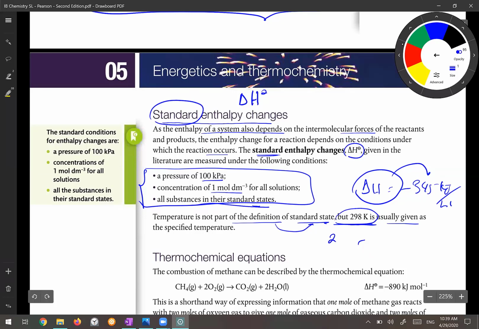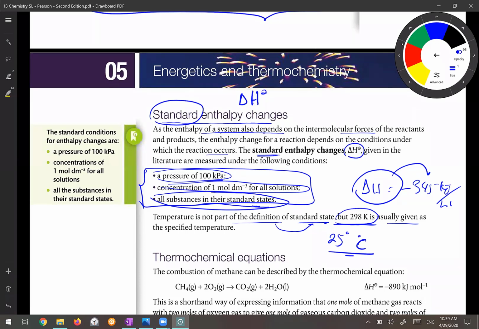So it's 25 degrees centigrade. Okay, so this is considered to be room temperature. But you must know that the temperature is not defined in the condition of the standard. In the standard conditions, you only talk about the pressure, about the concentration, and about the state of the material. But most of the time, when we don't mention the temperature, it means we have done the experiment at room temperature or 298 Kelvin.